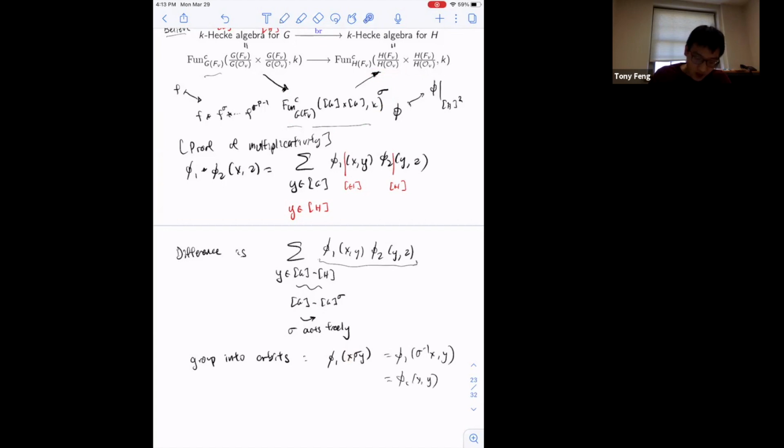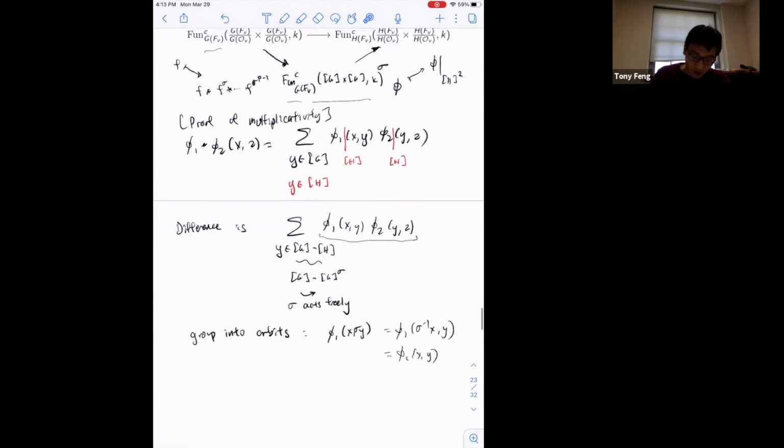So two things happen when you group into orbits. First of all, you're adding up things which are all the same over the whole orbit. Second of all, the orbit has size p because Z mod p is acting freely on it. And so actually you get 0.